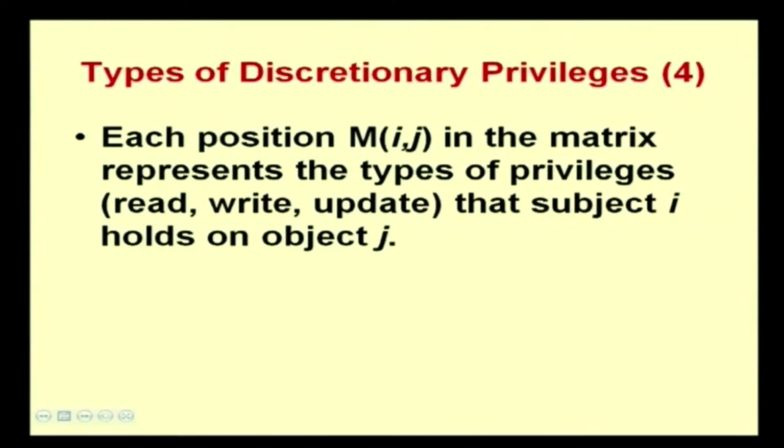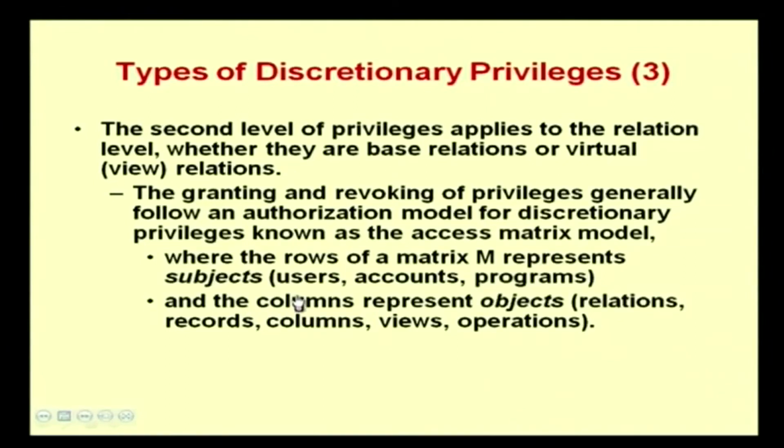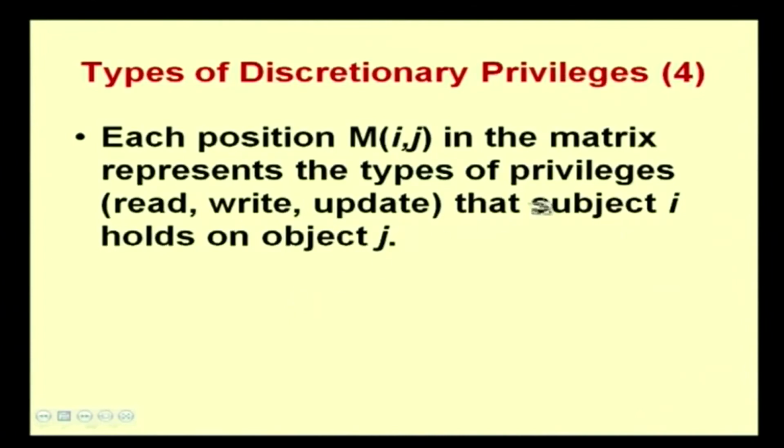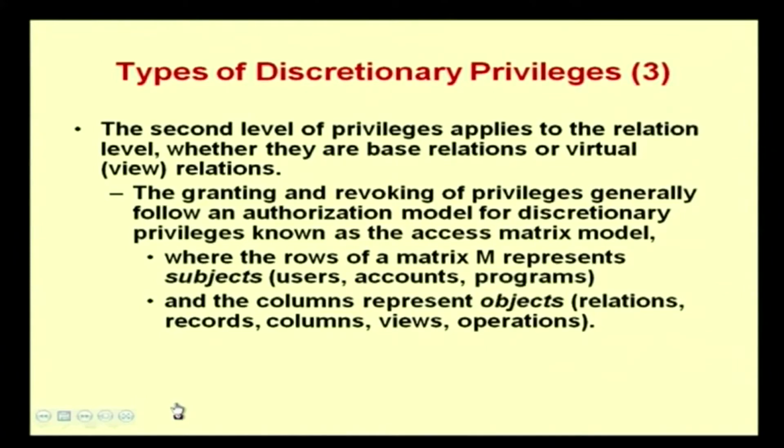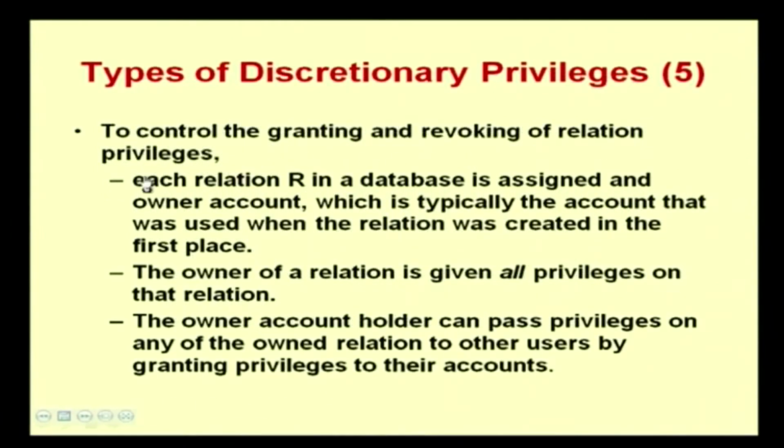Now, each position Mij in the matrix represents the type of privileges, for example, read, write or update, that a subject i, meaning either the user or the account or the programs, holds on object j. Objects can again be relations, records or tuples, columns, views and so on. As we saw in the previous one, that is for account level. Now, we are talking about relation level.